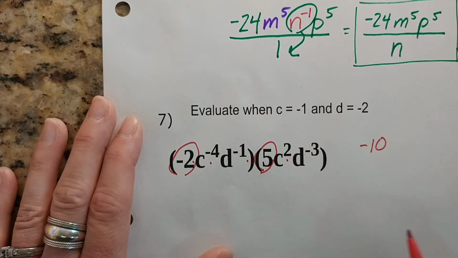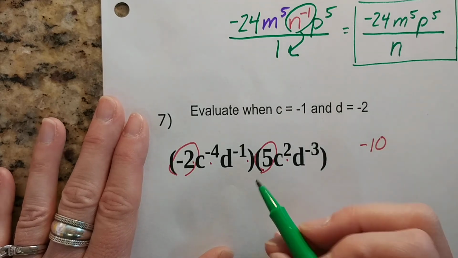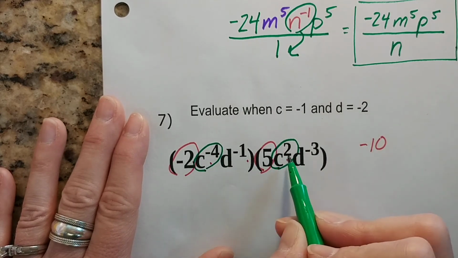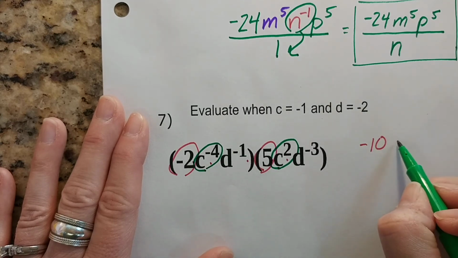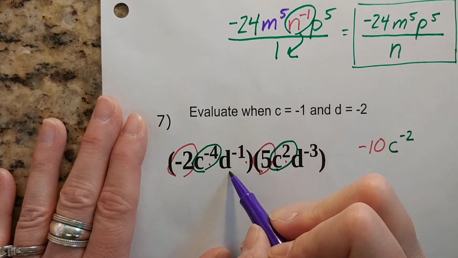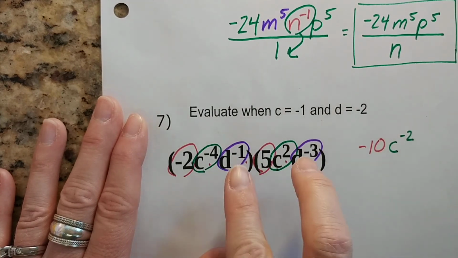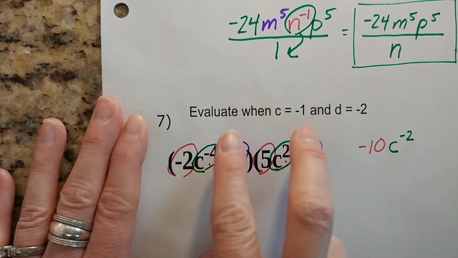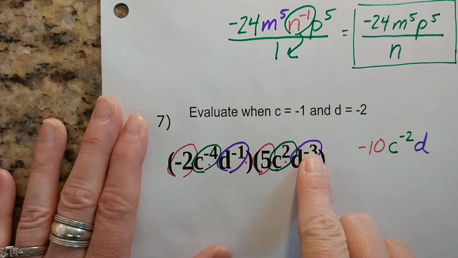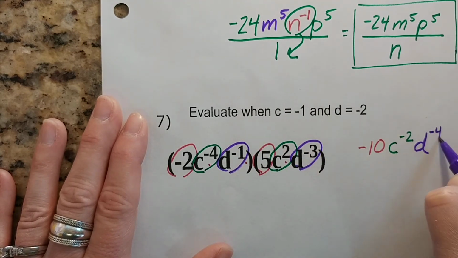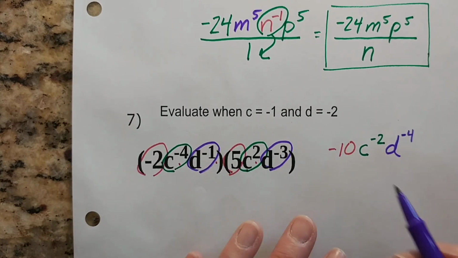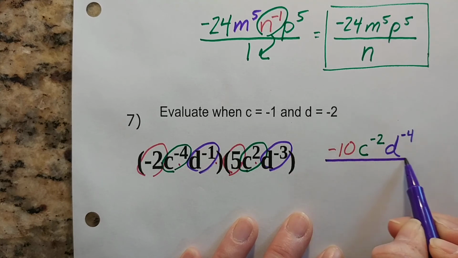So then let's do the c's. I have c to the 4th and c to the 2nd. I want to add the exponents. Negative 4 plus 2. Okay, then I have the d's. Multiplying those powers, they have the same base. Again, I add the exponents. Negative 1 plus negative 3. That's negative 4.